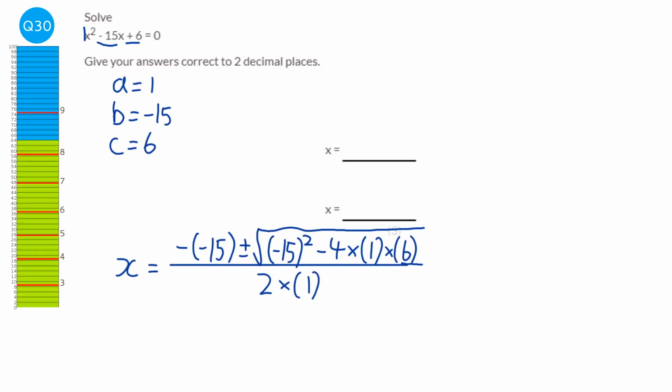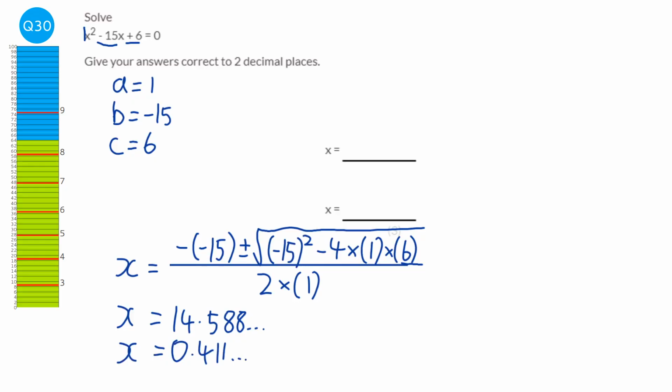Put that into our calculator with a plus there, and you will get the answer of 14.588 and so on. Go back on your calculator and change that to a minus. Most calculators have cursor keys. You can go back and delete it and change it, and you get 0.411 and so on.